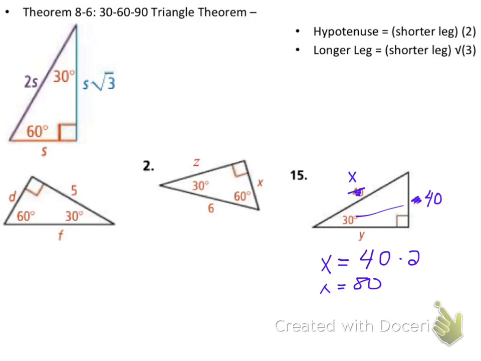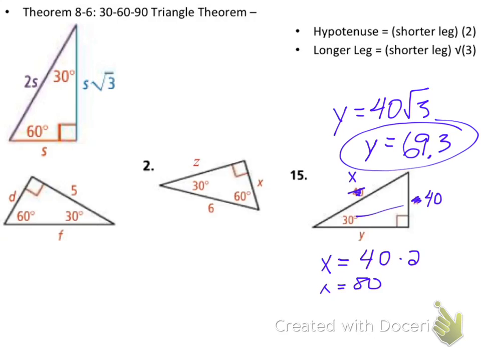Then do the same thing. I already have 40 as my shorter leg, and so to find out what my longer leg is, I can write it up here. y is equal to my shorter leg, which is 40, times the square root of 3. And so y is equal to 69.3. And those are my two values. Hopefully that'll help.